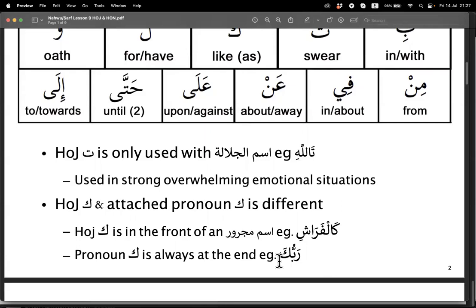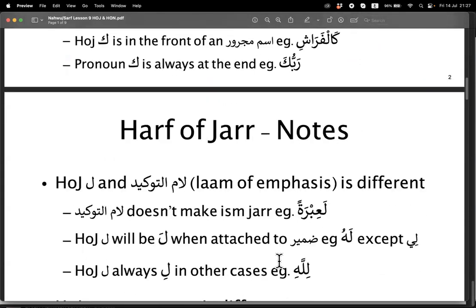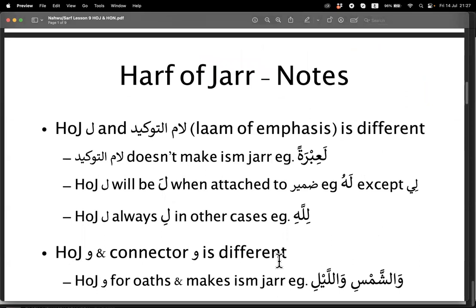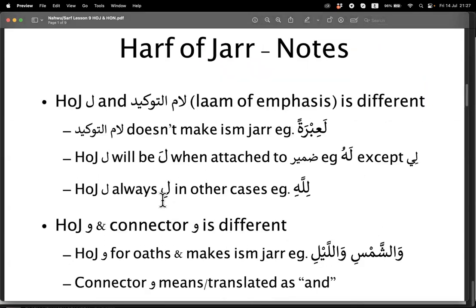Then we have li. When li comes with an ism, it will have kasrah, so lillah, lil Islam will always have a kasrah. But when it comes with a domir, an attached pronoun, then it has a fathah. So you see lahu, lakum. You don't see likum, lihum. You see lahum, laka. You don't say lika. Except for li with ana, because it's a ya, it forces it to have a kasrah. We don't have lie.